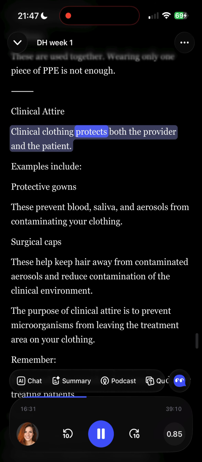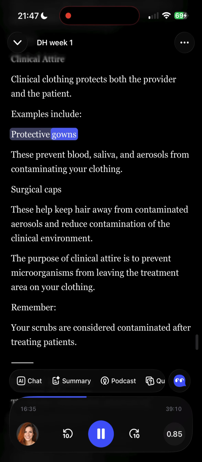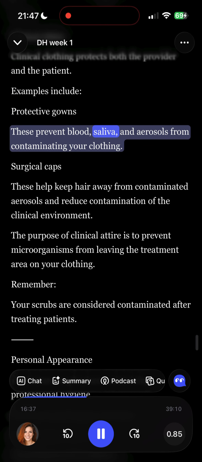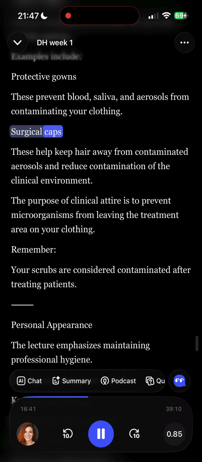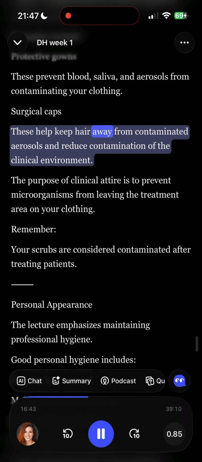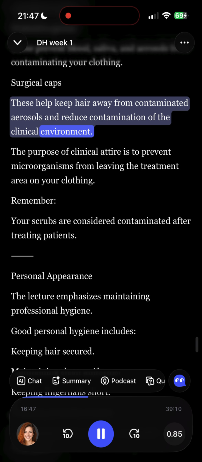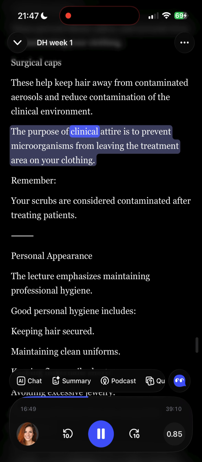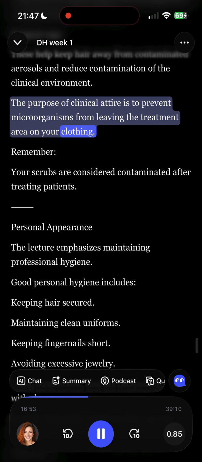Clinical clothing protects both the provider and the patient. Examples include protective gowns. These prevent blood, saliva, and aerosols from contaminating your clothing. Surgical caps help keep hair away from contaminated aerosols and reduce contamination of the clinical environment. The purpose of clinical attire is to prevent microorganisms from leaving the treatment area on your clothing.